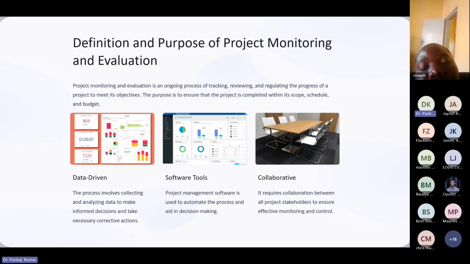Many project management platforms can integrate with other software tools used by project teams, such as time tracking software, document management systems, and communication tools. This integration streamlines workflows and data sharing. Project management software provides data and visualizations that aid in decision making.